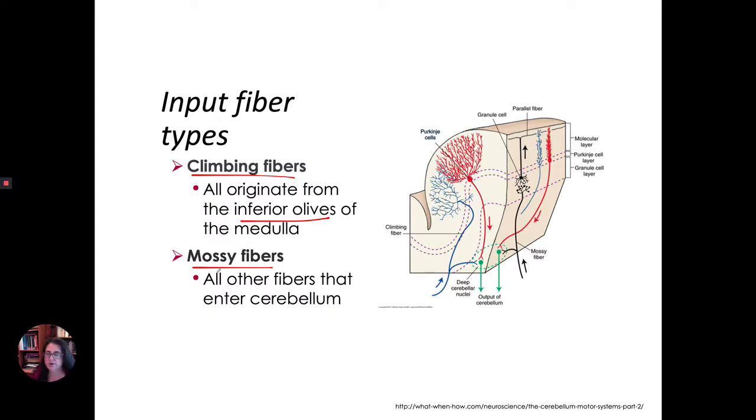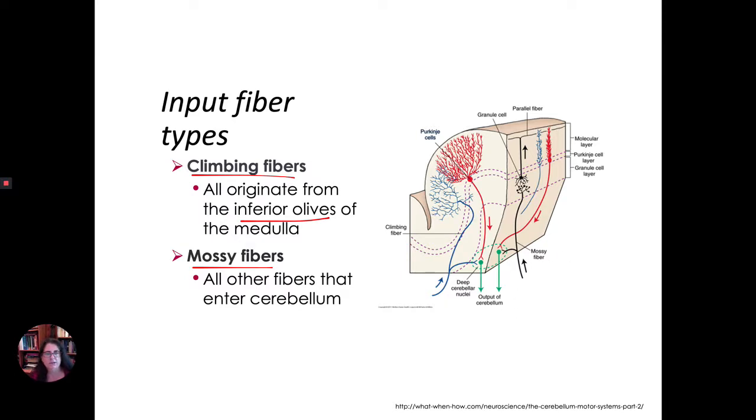Mossy fibers, those are all the other afferents. Whether they're corticopontocerebellar fibers or spinocerebellar tract fibers, whatever they are, if they're not from the inferior olive, they're a mossy fiber. And there's an illustrated one here. Once again, the pattern's kind of similar though. It has a branch that goes to a deep cerebellar nucleus. Remember, direct control to the deep cerebellar nucleus. And then you have another branch that comes off to the surface someplace and goes elsewhere. Those are mossy fibers.